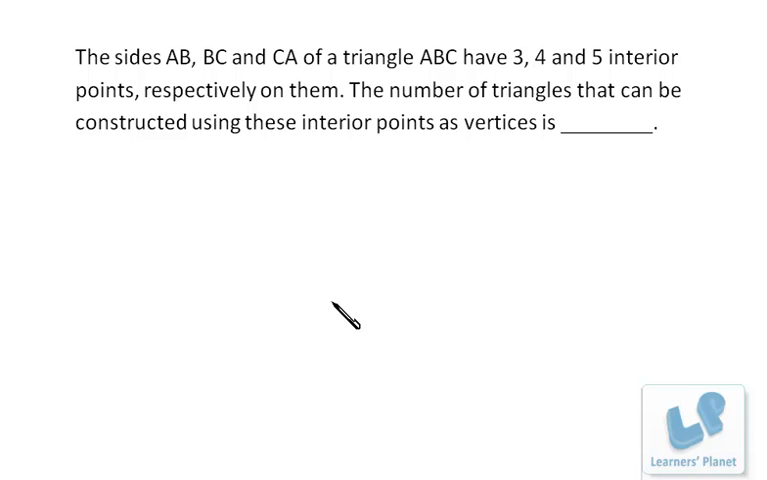Now friends, let's see this question. The question is from previous year papers of CAT. So let's do it. The sides AB, BC and CA of a triangle ABC have 3, 4, 5 interior points respectively on them. So the number of triangles that can be constructed using these interior points as vertices. So first of all, I just draw this triangle. Wait a moment. So I have this triangle ABC.